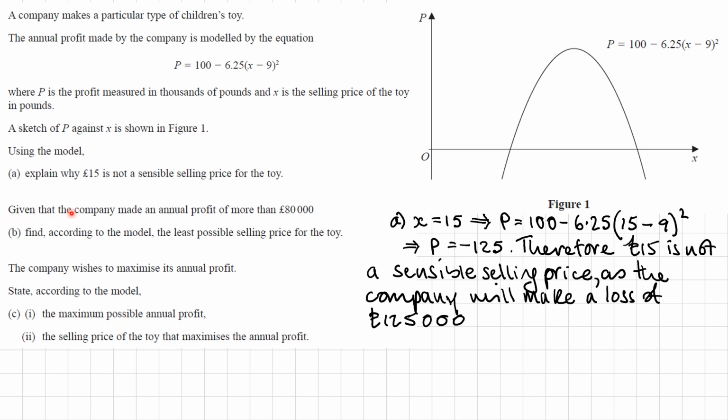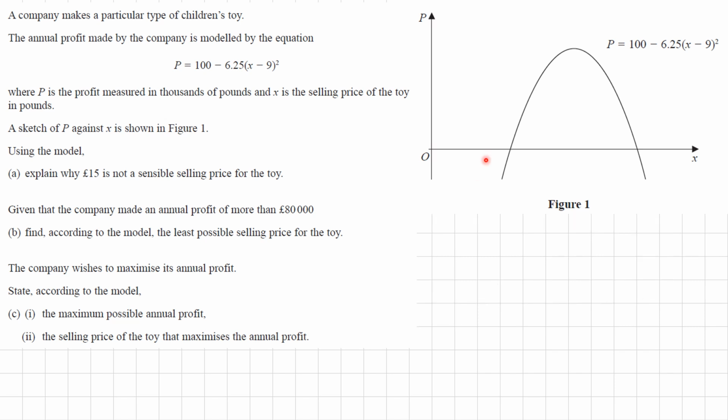Okay, part B. Given that the company made an annual profit of more than £80,000, find, according to the model, the least possible selling price for the toy. Okay, so at this point it may be useful to show what's going on in this graph here. There's a couple of things to note. The profit needs to be more than 80,000. Now in our model, the profit is measured in thousands of pounds. So that means P will be 80 in our model, not 80,000. And we also need to find the least possible selling price for the toy.